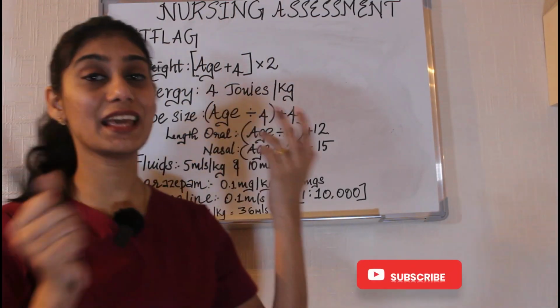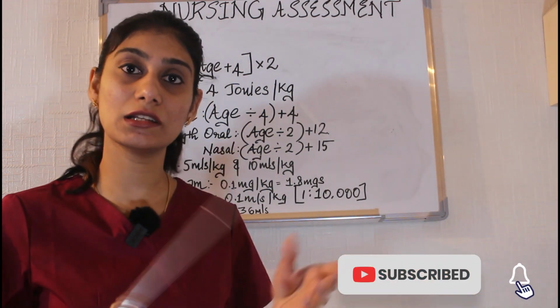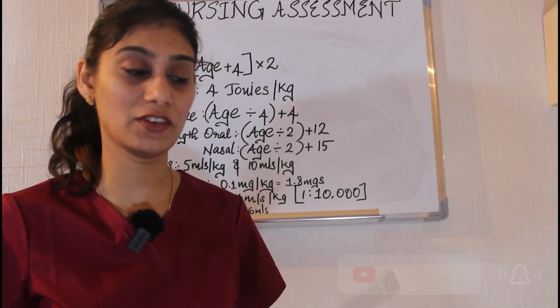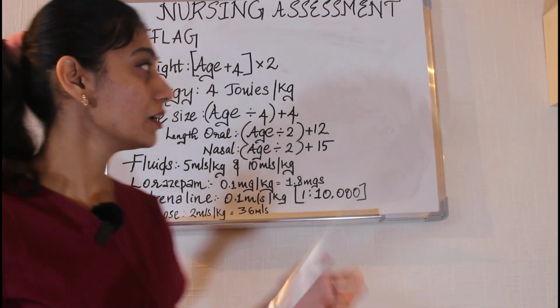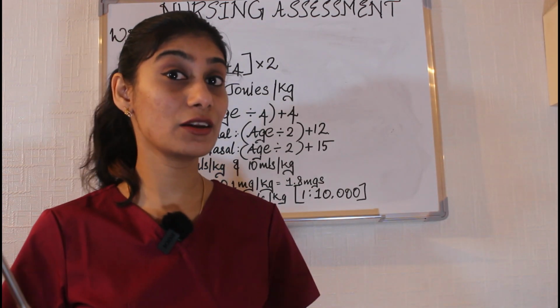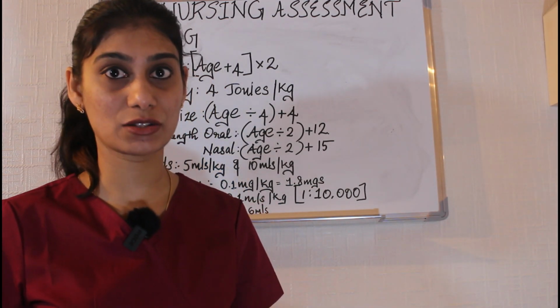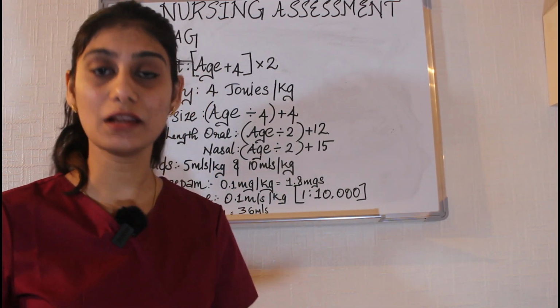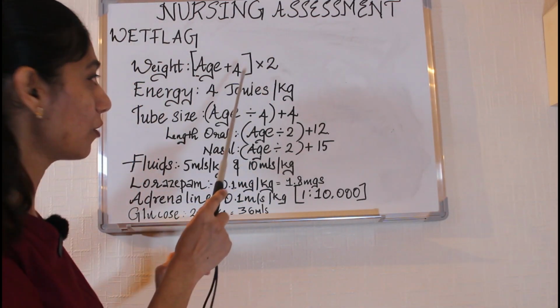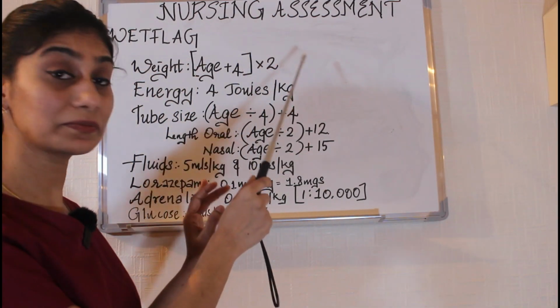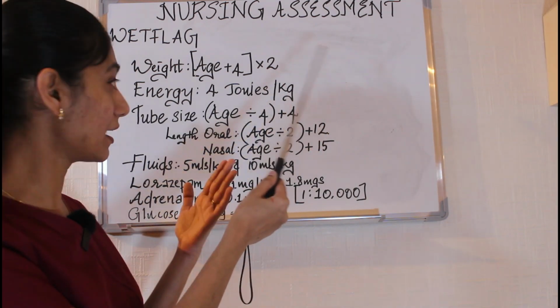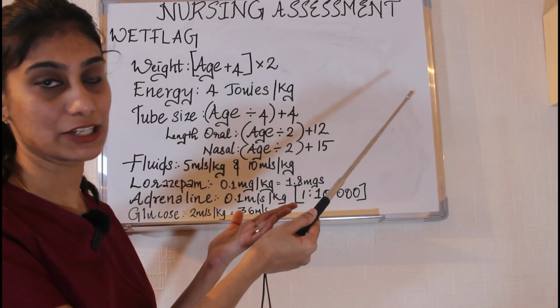Even though we get that weight, we have to discuss with the doctors and confirm, okay, we can go with this weight or not. Sometimes a child looks undernourished for that age, or overnourished for that age, but mostly we take this formula and we take the value we get after this calculation.